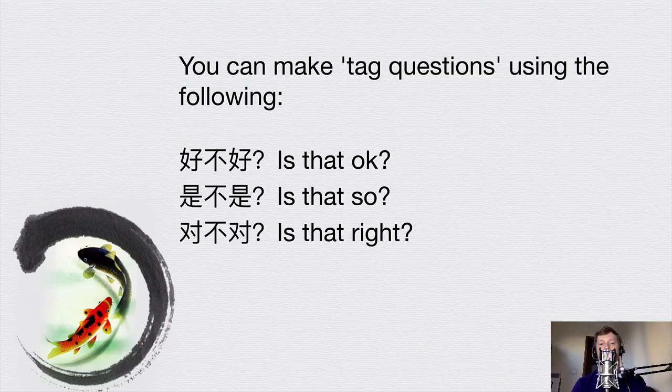So, 你很冷, you're very cold. 是不是? Is that so? Or yes? Is that the situation? And the third one is 对不对? 对不对 means, is that right? Literally, right, not right. So it's a similar construction to what we were looking at earlier in this video, where you have a verb or an adjective with 不 in the middle. So right, not right. 对不对? Is that right? You'll hear this a lot in China as well.